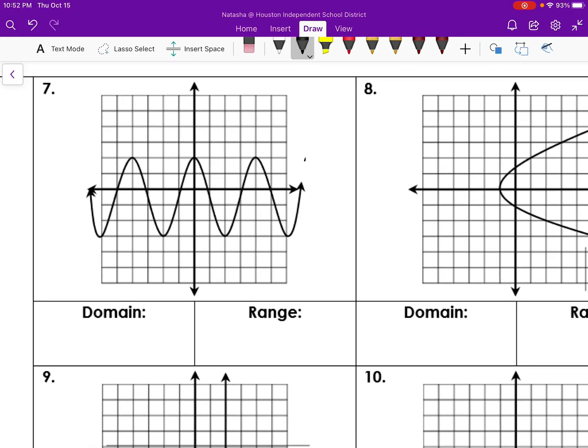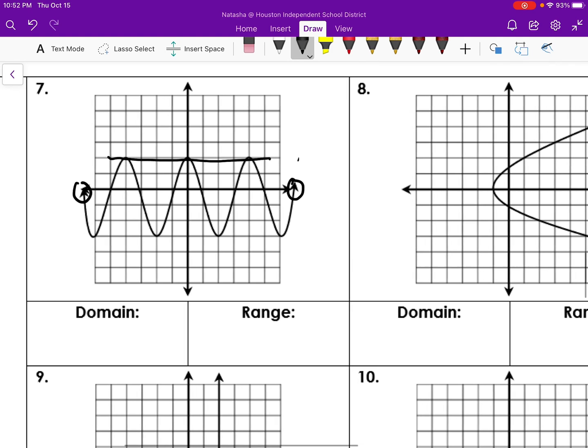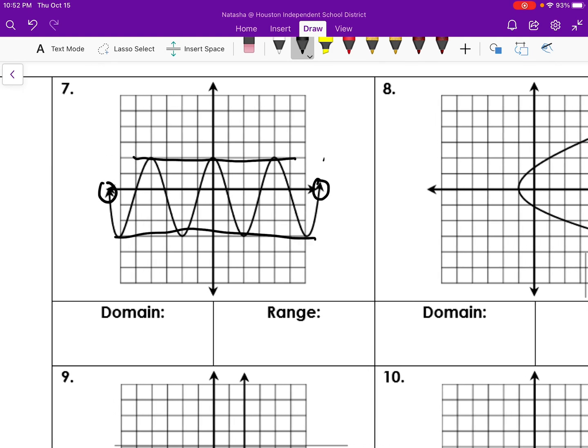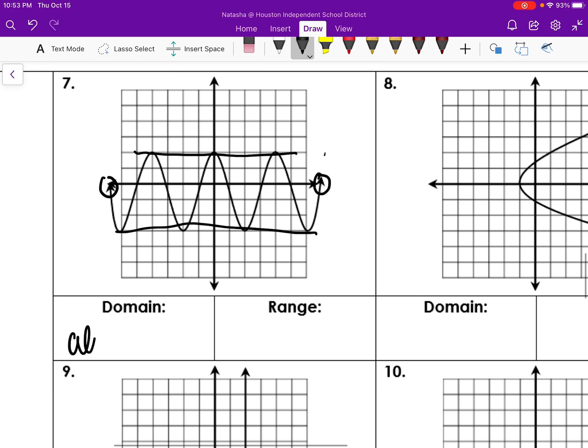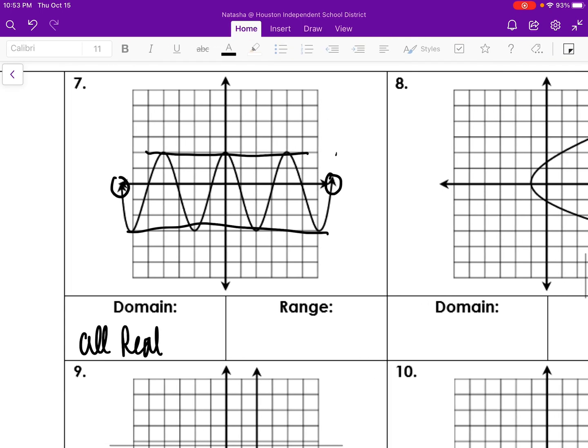Number 7, I think that these arrows here, this one's arguable. You could say that this is a maximum and this is a minimum in our domain, in our range. Our domain is going to be all real numbers for number 7 because of those arrows, okay?